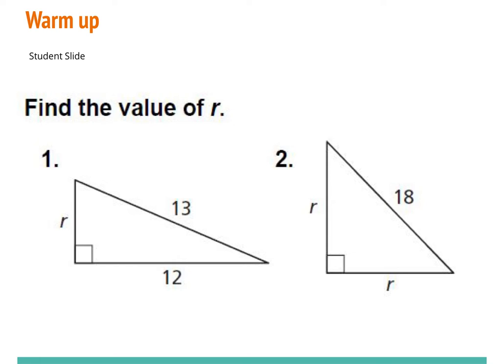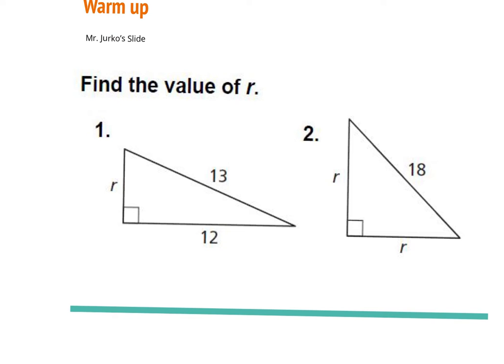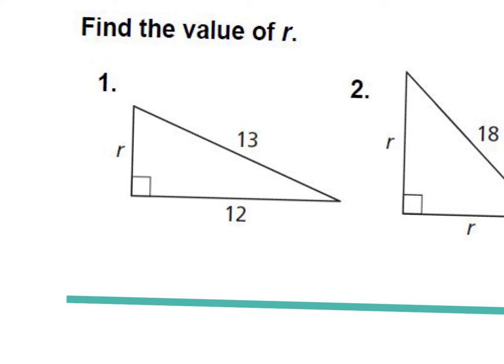324. Oh no. The value of r? The Pythagorean theorem. Now we have to set it up a certain way. Who set it up? Anthony, what'd you do? Booyah! 12 squared plus r squared equals 13 squared. Anthony, why on earth did you put 13 by itself? It's the hypotenuse. Nailed it.